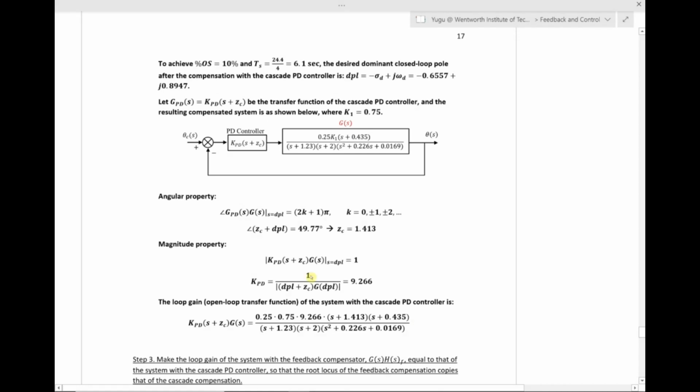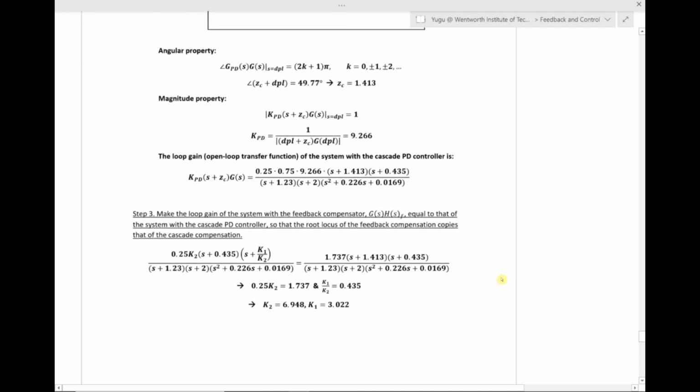The next step, step 3, is to make the transfer function of the system with the PD controller that has the desired time response equal to the open loop transfer function of the system with the feedback compensator, which we found in step 1. And the idea here is that if these two open loop transfer functions are equal to each other, then the root locus of these two systems should be identical. Then the time response that we were able to achieve with the PD controller is expected to be achieved by the system with the feedback compensator.